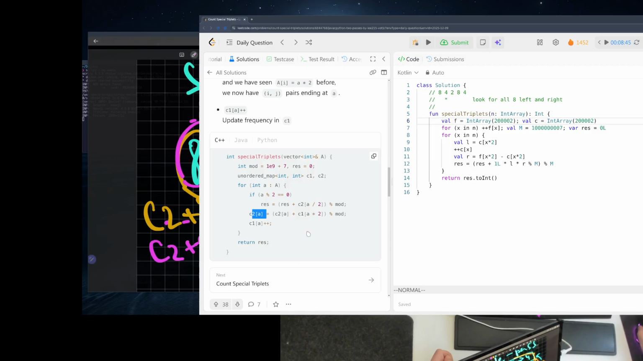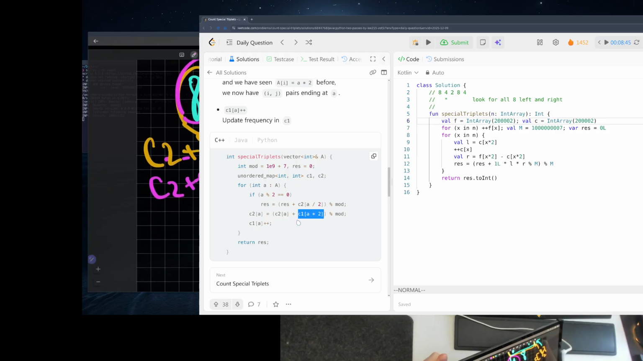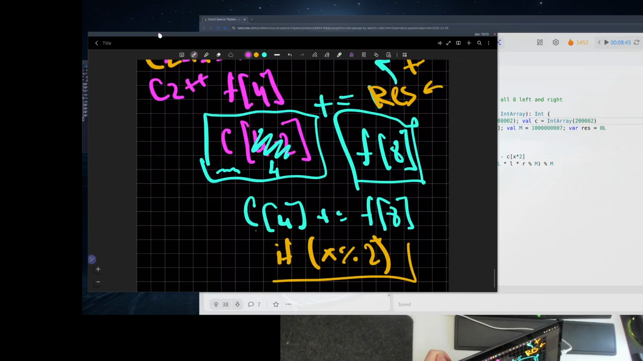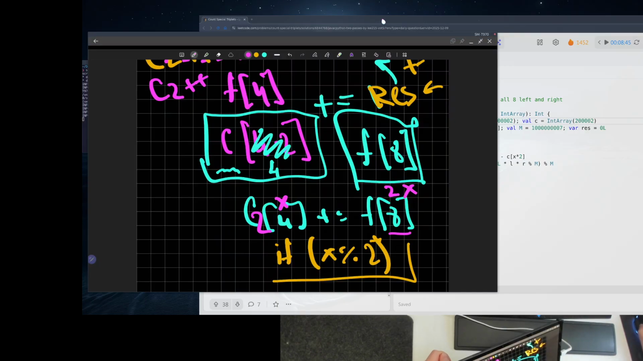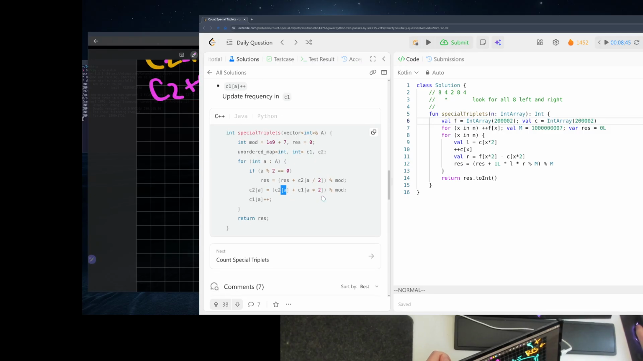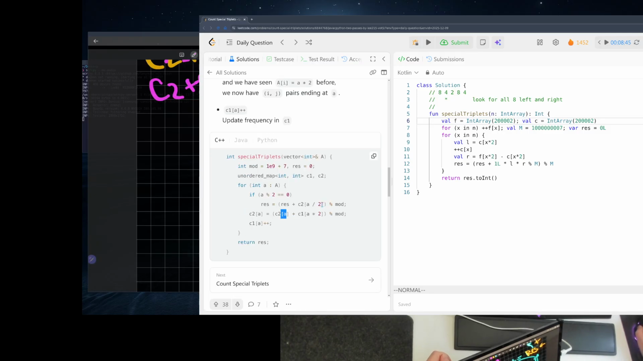So am I correct? C2 plus frequency of 8. Am I correct? Yes, I'm correct. So C2 plus equal frequency of 8. This is C2, and this is like X. This is 2X. Yep, this is how it's made. And this is a single pass solution.